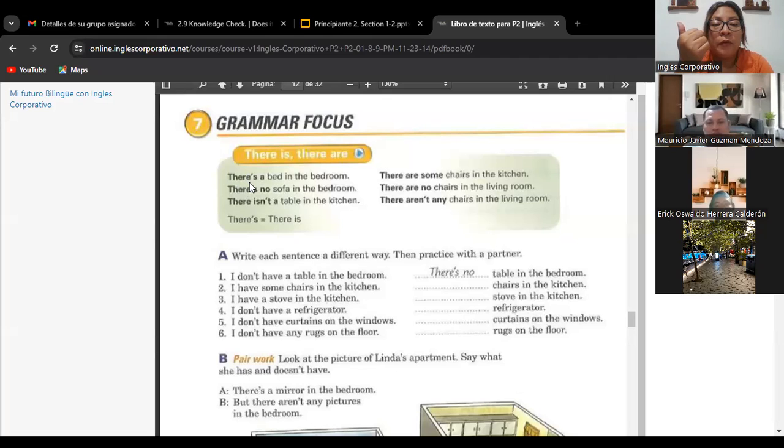Also, como lo vimos en clases anteriores, okay, we have a or an to refer to one, which is the same as saying one. There is one bed, or there is a bed. Remember, a if the object starts with a consonant, and an if the object starts with a vowel. For example, there is an armchair in the living room. Okay, si mi palabra empieza con vocal, I'm going to use an.